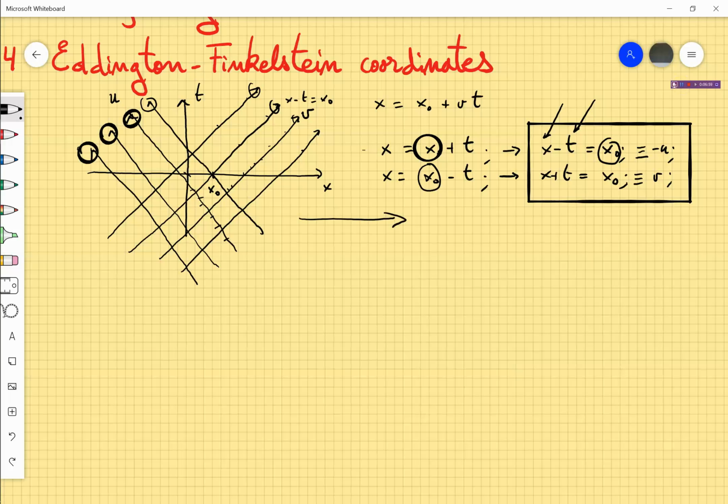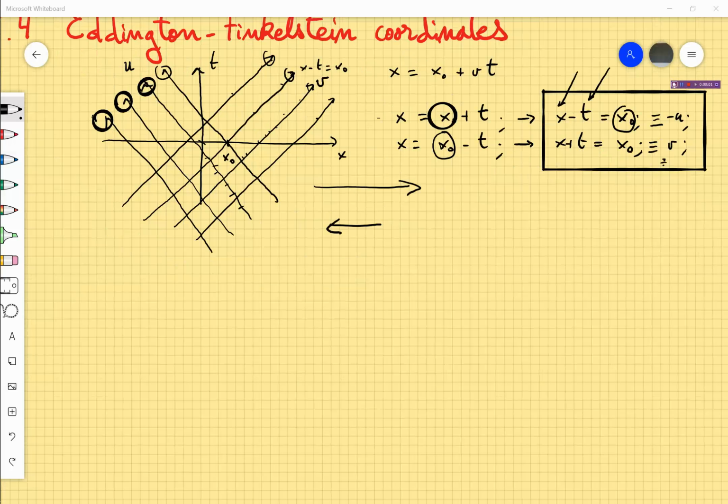Because in the case that we are going to consider, the inside will be in this direction for smaller values of x, which will be smaller values of r. And in the other case, when t grows, x has to decrease to keep this value x0 constant. So these lines characterized by the coordinate v will become incoming, and they are directed towards decreasing values of x.